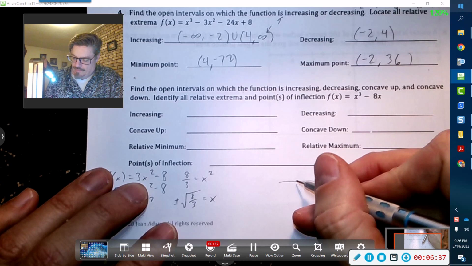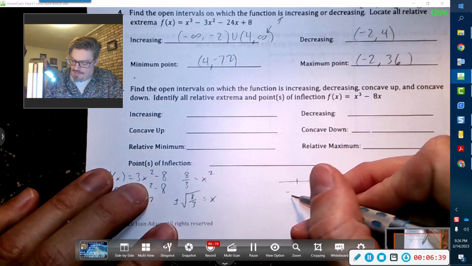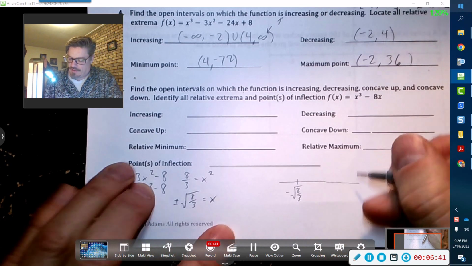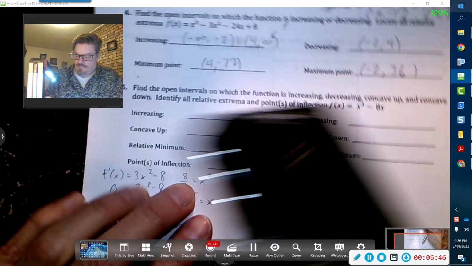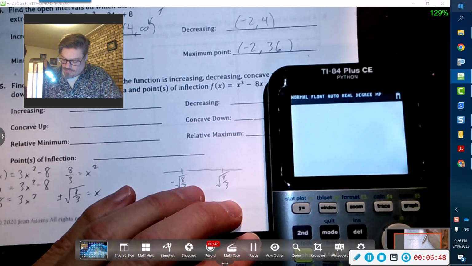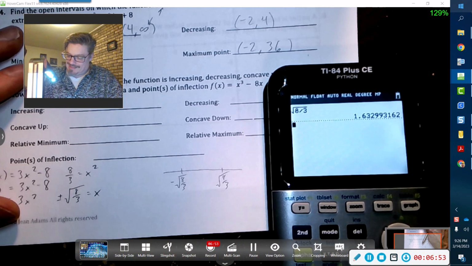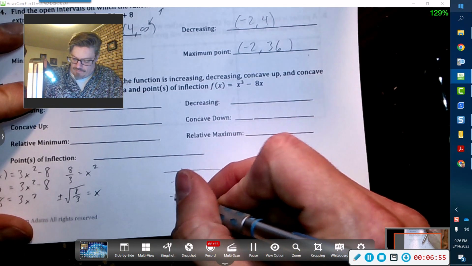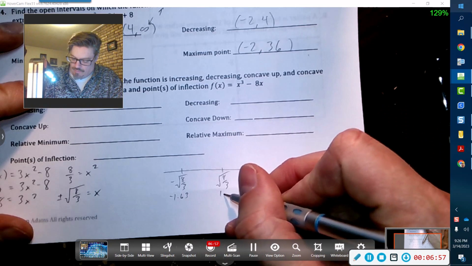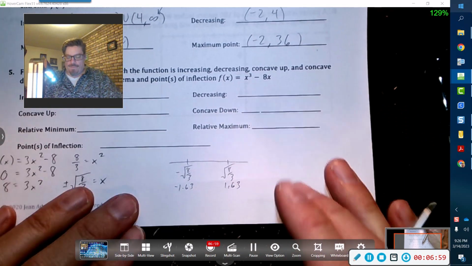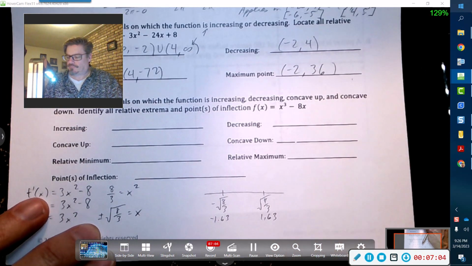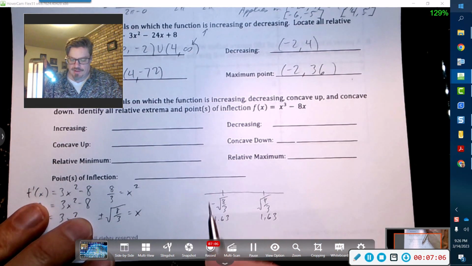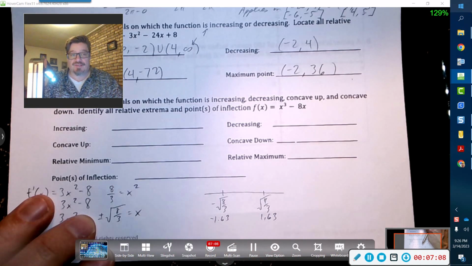We'll put a negative radical 8 over 3. I don't know what that number is either, so I should figure out what that is. Radical 8 divided by 3 is 1.63. So negative 1.63 and then just 1.63. With that, let's go ahead and pick a number. Now I'm just focusing on the first derivative right now.